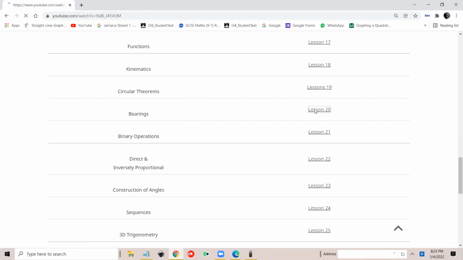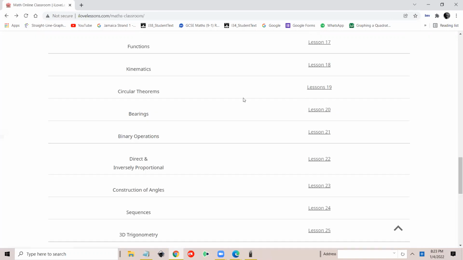Bearings, when you click on lesson 20, inside bearings it's only one video. Bearings is only one video. You don't have to do the worksheets. You just have to watch the videos and make notes and make sure you understand the theory. If you want to do the worksheets, feel free, but most likely you're not going to have time. Just make sure you understand the videos and you make your notes. At least that for me.